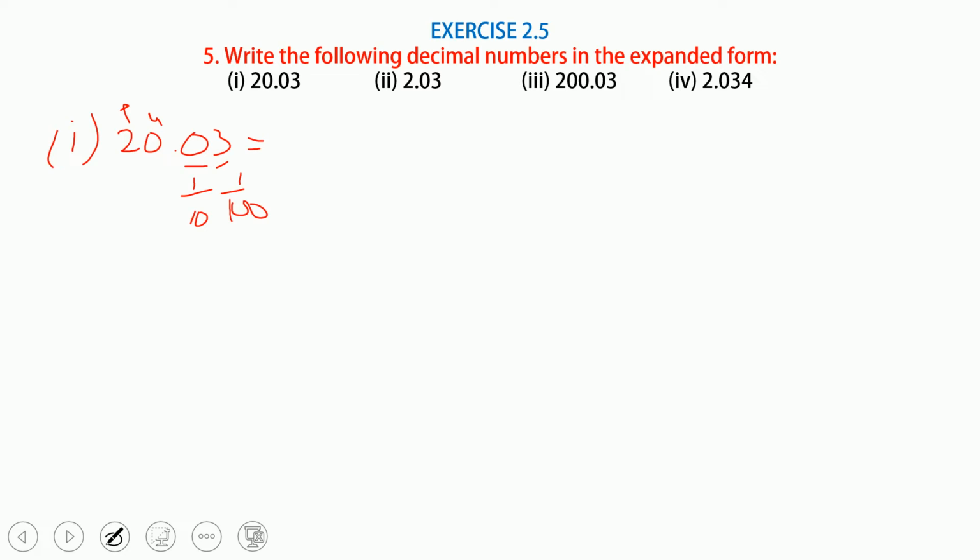While expanding, you will write it as 2 into 10, because that is the tens place, plus 0 into 1, plus 0 into 1 upon 10 because it is the tenth place, plus 3 into 1 upon 100. Like this you have to do.